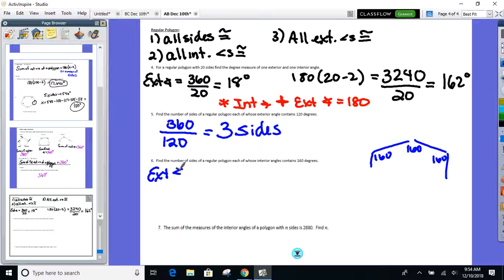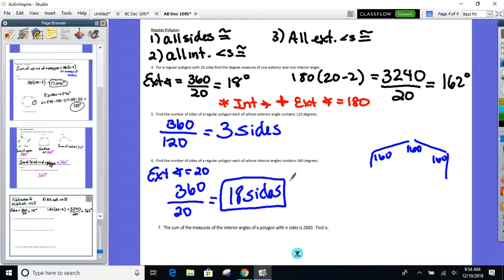Why is that so helpful to us? Matt, don't I know what all the exteriors add up to? They add up to 360. I may not know what all the interiors add up to, but at least I know the exteriors add up to 360, and they're all 20. So what can I do with the 20 and the 360? Great job, Matt. 360 over 20. What do you got for me? 18 sides in this bad boy. Yep. 18 sides.